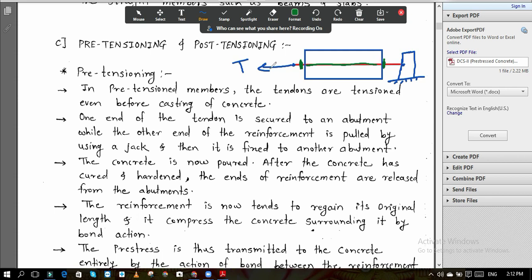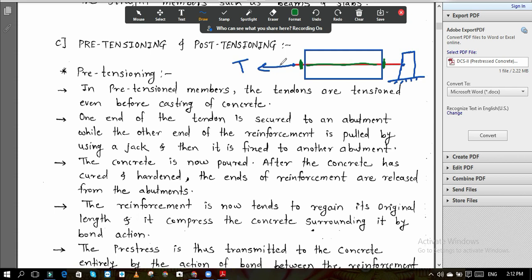We have provided the tensile force, we have tensioned this. Because of tension, this steel will try to elongate. Elongation will happen in the steel when you apply tensile force on it. Now you have released that tensile force, removed everything, and you have cut down the tendon from the abutments. After that, the steel will try to regain its original shape and size. The expansion that has happened will come back to its original size.